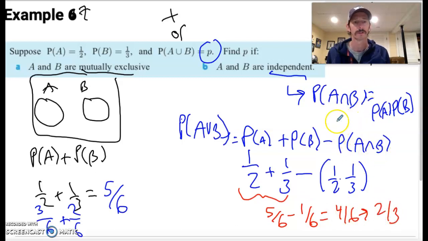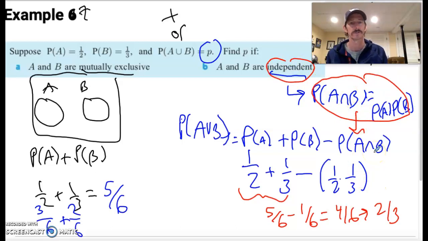So this key word right here leads me to this special separate formula that I can calculate and then substitute right there and do the subtraction. And only because they're independent.